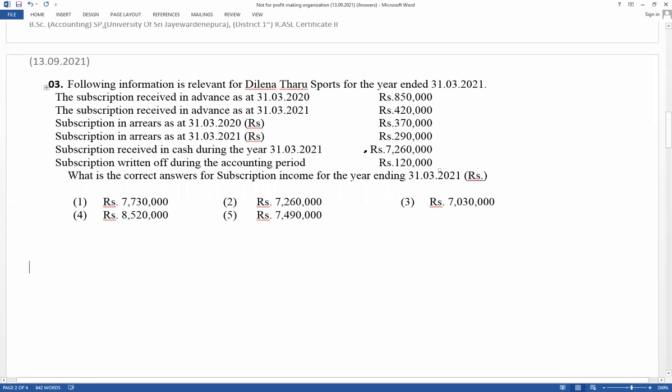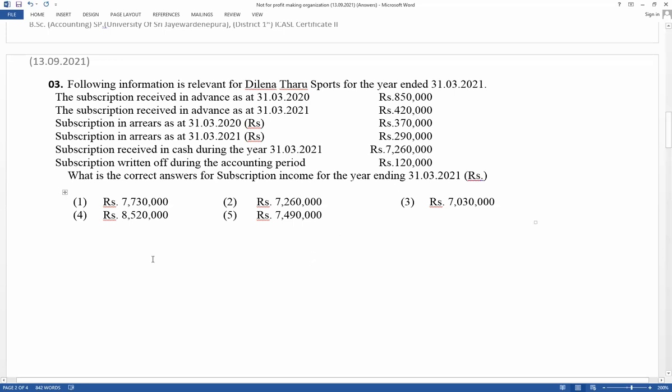Subscription received amount is given. And subscription written off is also given. But to make subscription income, number of members is not given, membership fee per member is not given. Therefore, subscription income for the year is not given. But it has given subscription received in cash. Think question number first one, it has not given subscription received in cash. But number of members and membership fee per member is given.